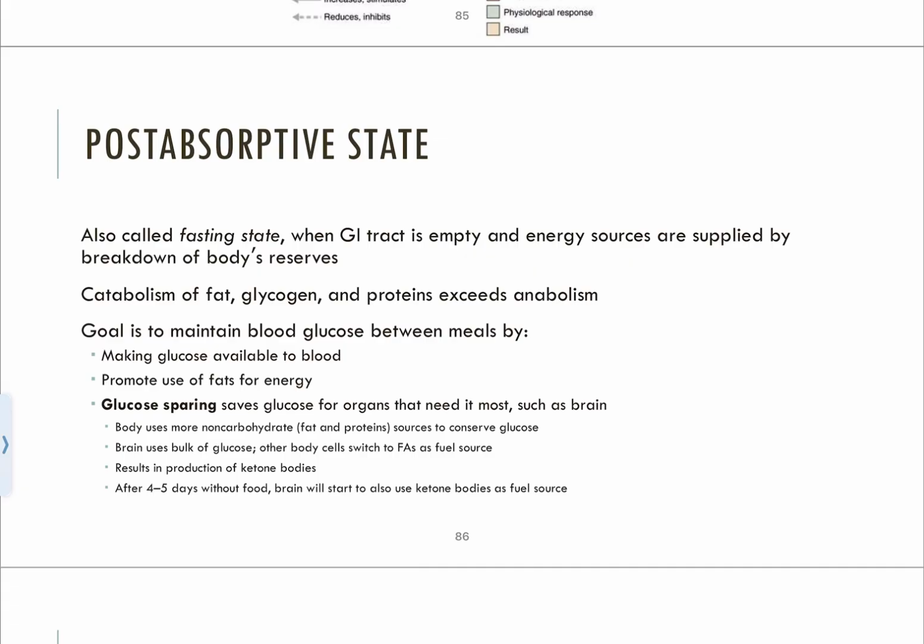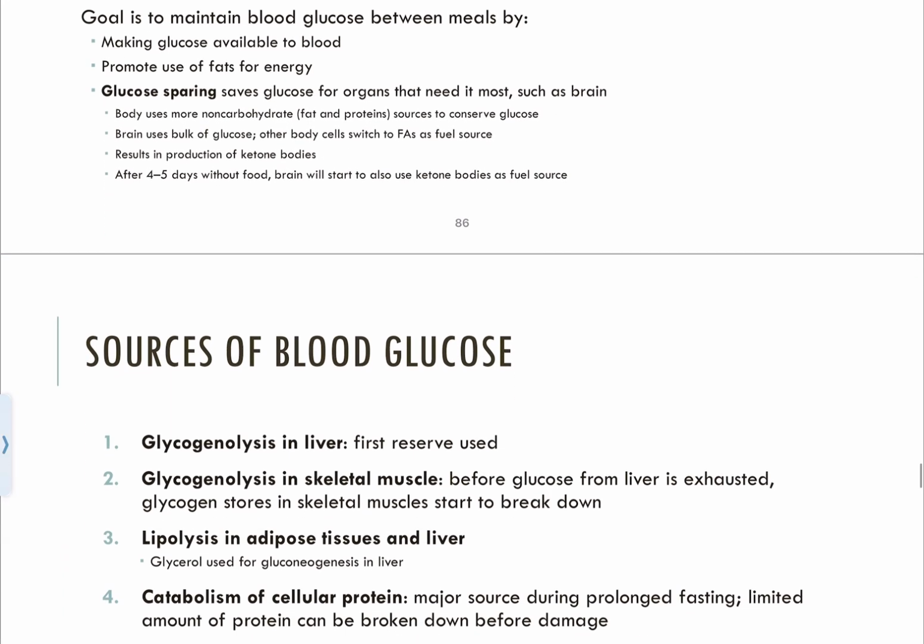So we're making sure that we have glucose readily available in our blood, because a constant blood glucose level is important because our brain only uses glucose as an energy source. So we have to have glucose available. Also during this time, it's going to promote the use of fats for energy. And like I mentioned, because our brain can only use glucose as a source of energy, we have what's called glucose sparing. So our body uses more non-carbohydrate fats and protein as sources in order to conserve glucose for our brain.